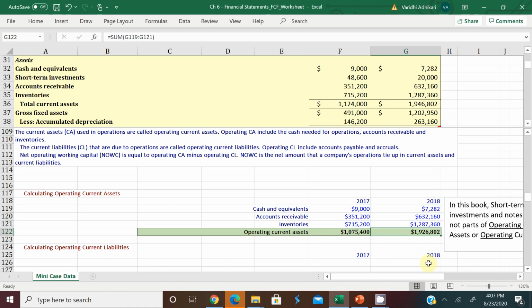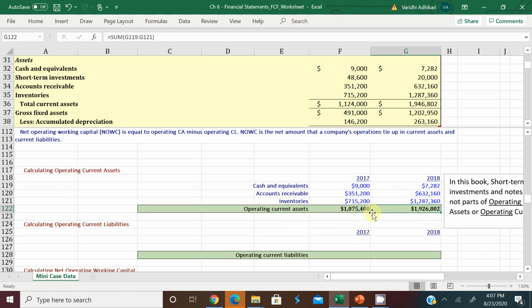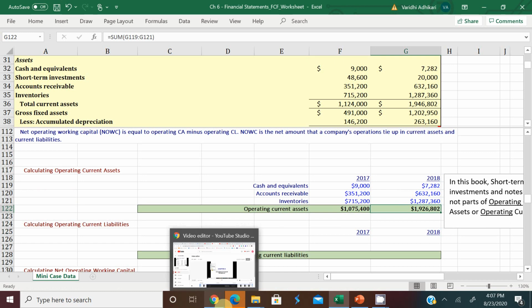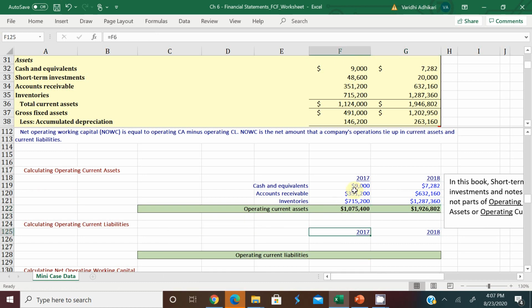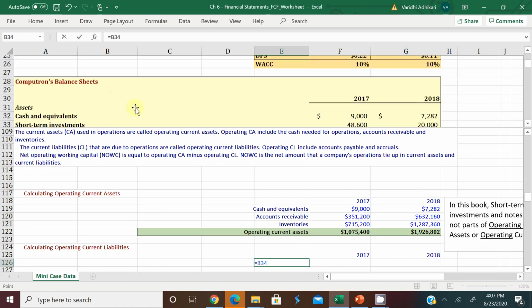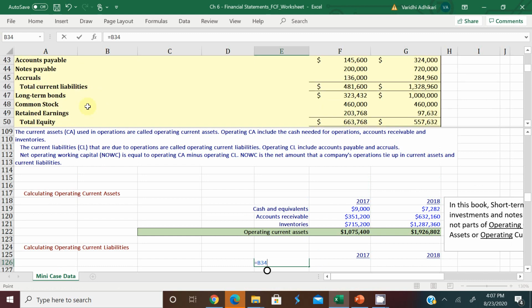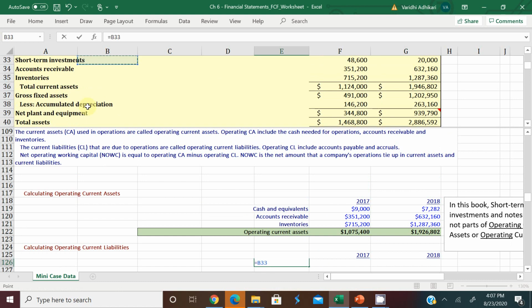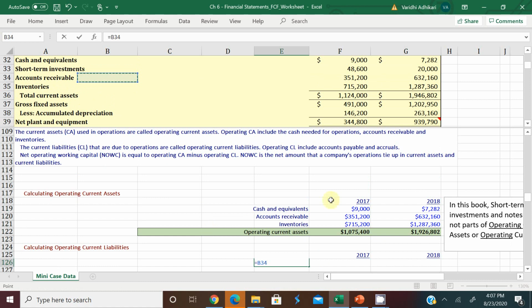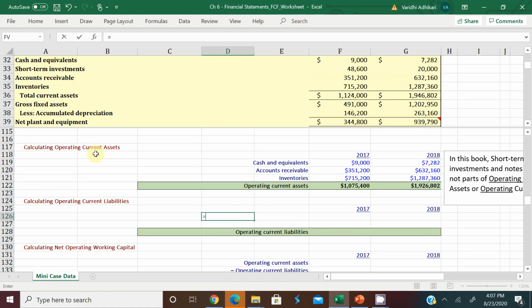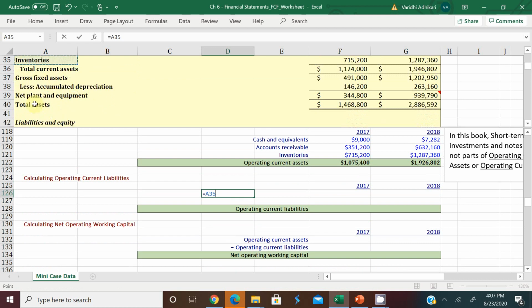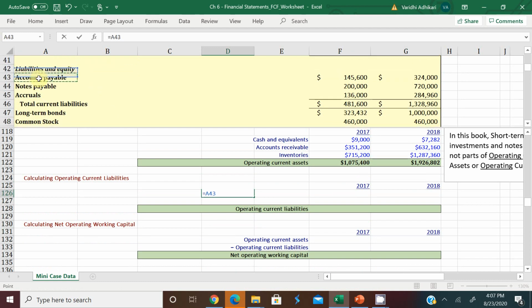Okay, so in 2018, operating current assets went up significantly. All right, now these are the money in current assets, but some of these will be financed by current liabilities, because we also buy stuff on credit. That results in an increase in the current liabilities. So for this company, the operating current liabilities would be, for example, what are the items we need? We need accounts payable, right?